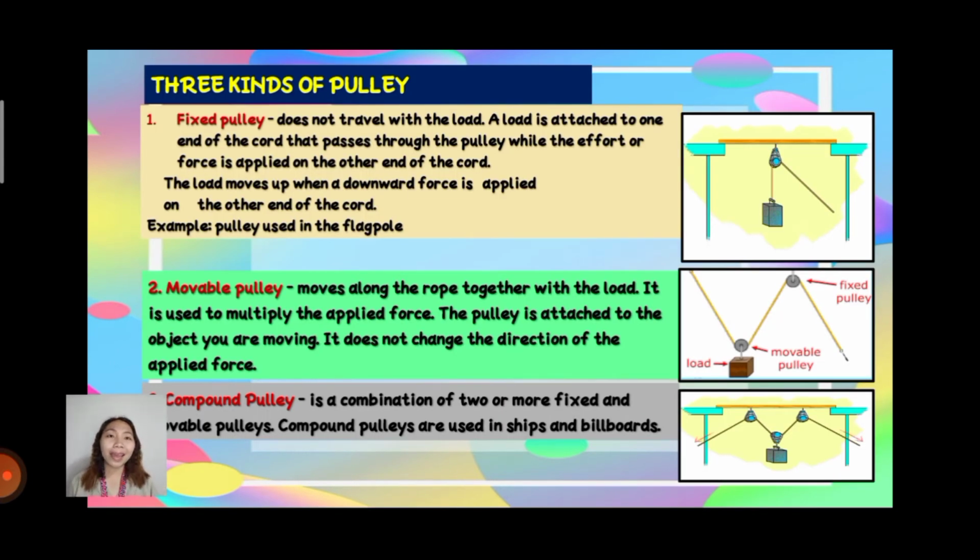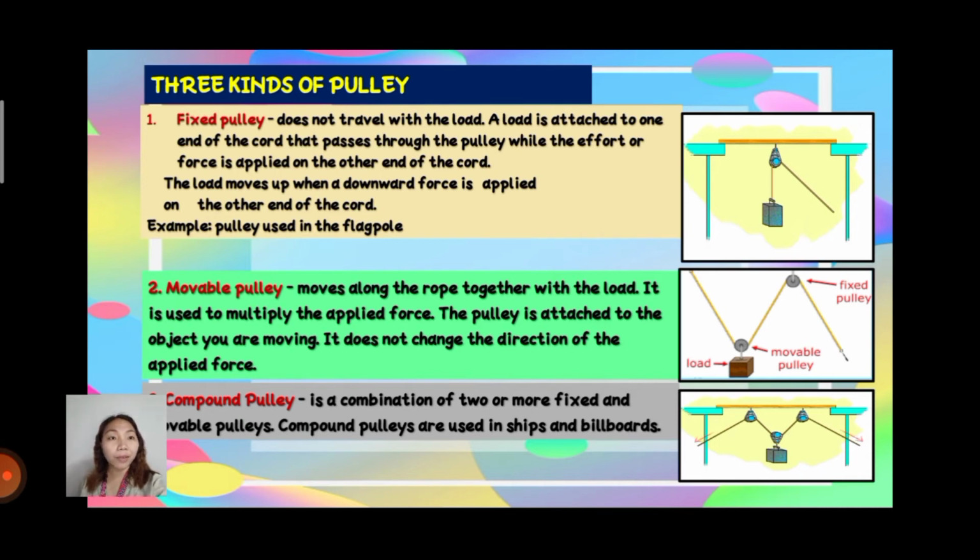So, there are other kinds of pulley. They are called fixed pulley, movable pulley, and the compound pulley. So, fixed pulley does not travel with the load. A load is attached to one end of the cord that passes through the pulley while the effort or force is applied on the other end of the cord. So the load moves up when downward force is applied on the other end of the cord.